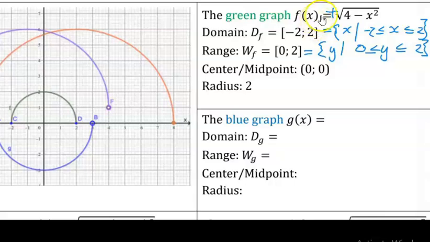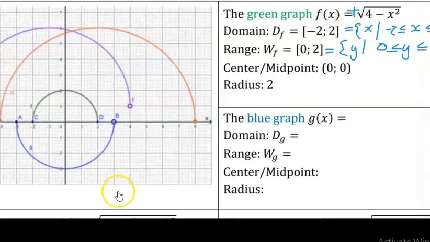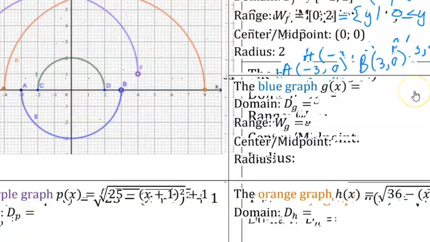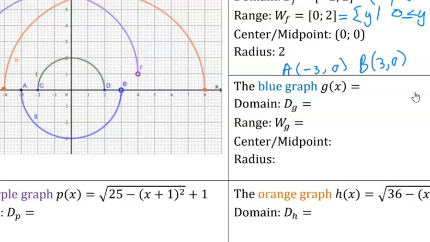So first of all, I want to look at the blue graph. When we look at the blue graph here, we see that this is g of x. Then we see that we have two endpoints. The one is (minus 3, 0), and another one is (3, 0). That's the two endpoints. So the blue graph will be g of x. It should have a negative square root.